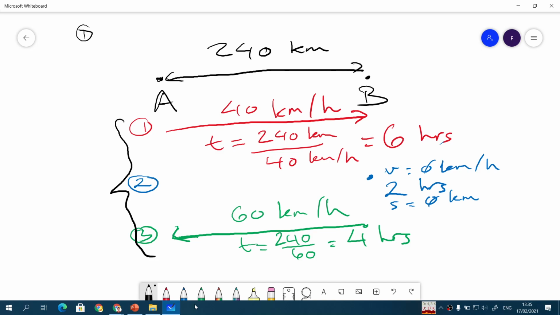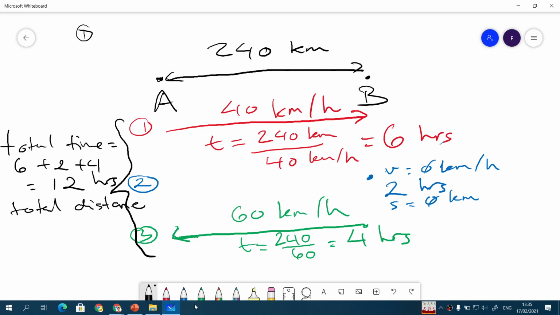We have the total time, which is actually 6 plus 2 plus 4, which equals 12 hours. And then the total distance is 240 from A to B, plus 0 because they have a break at B and do not move. And then from B to A, we also have 240, which equals 480 kilometers.